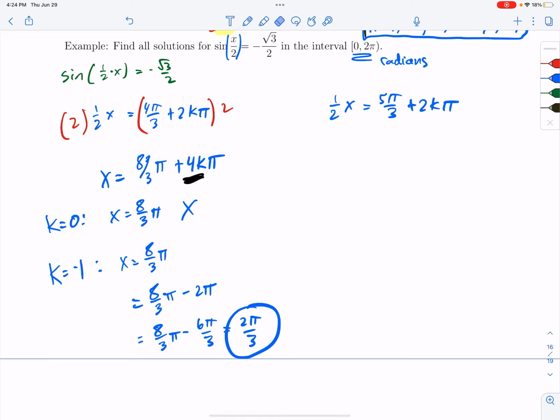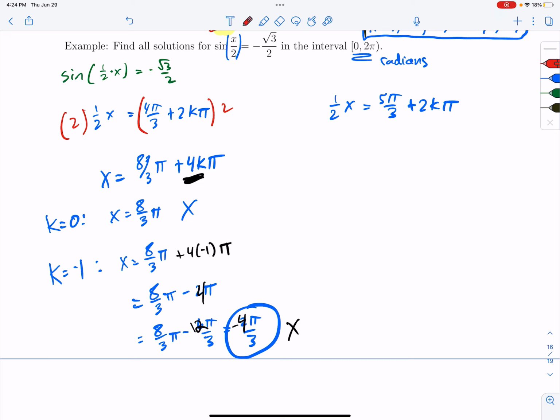So this is going to be, when k is negative 1, plus 4 times negative 1 pi. So this should be a 4 pi, which, getting a common denominator, is going to be 12/3, which is negative 4 pi over 3. So that is not a solution because it's negative. It's not between 0 and 2 pi. So on this left branch, I get no solution.